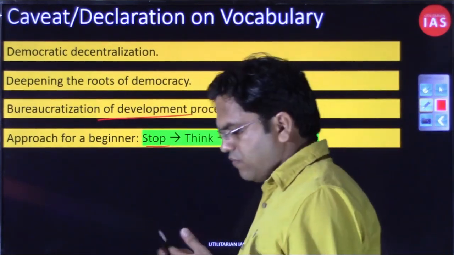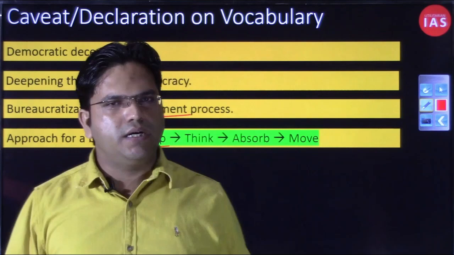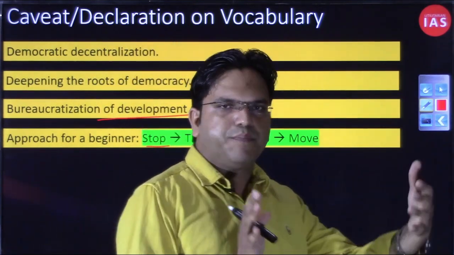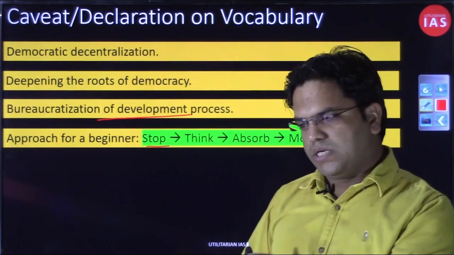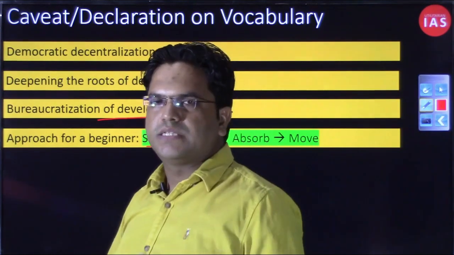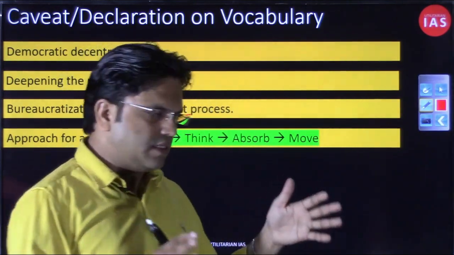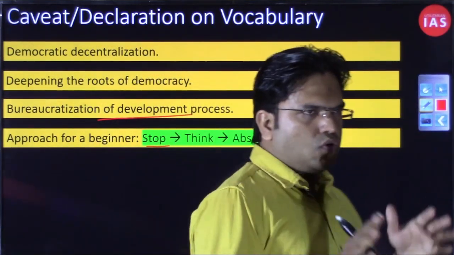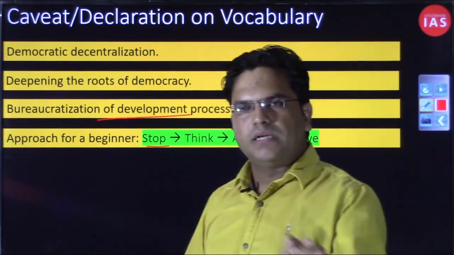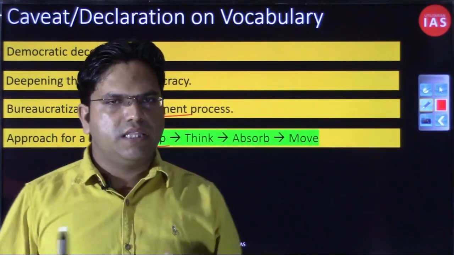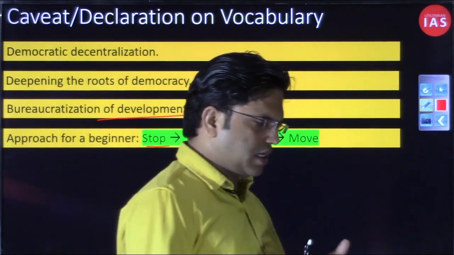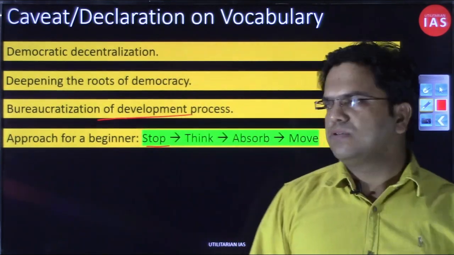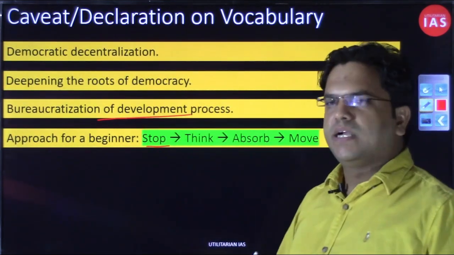Divide it: what is this right to equality? How many articles does it have? So first I prepared the structure: right to equality, right to religion, right against exploitation, right to remedy. Okay, 5 articles here, 3 articles here, 4 articles there. Thereafter I went into each article separately. So that should be your approach while preparing any kind of chapter.